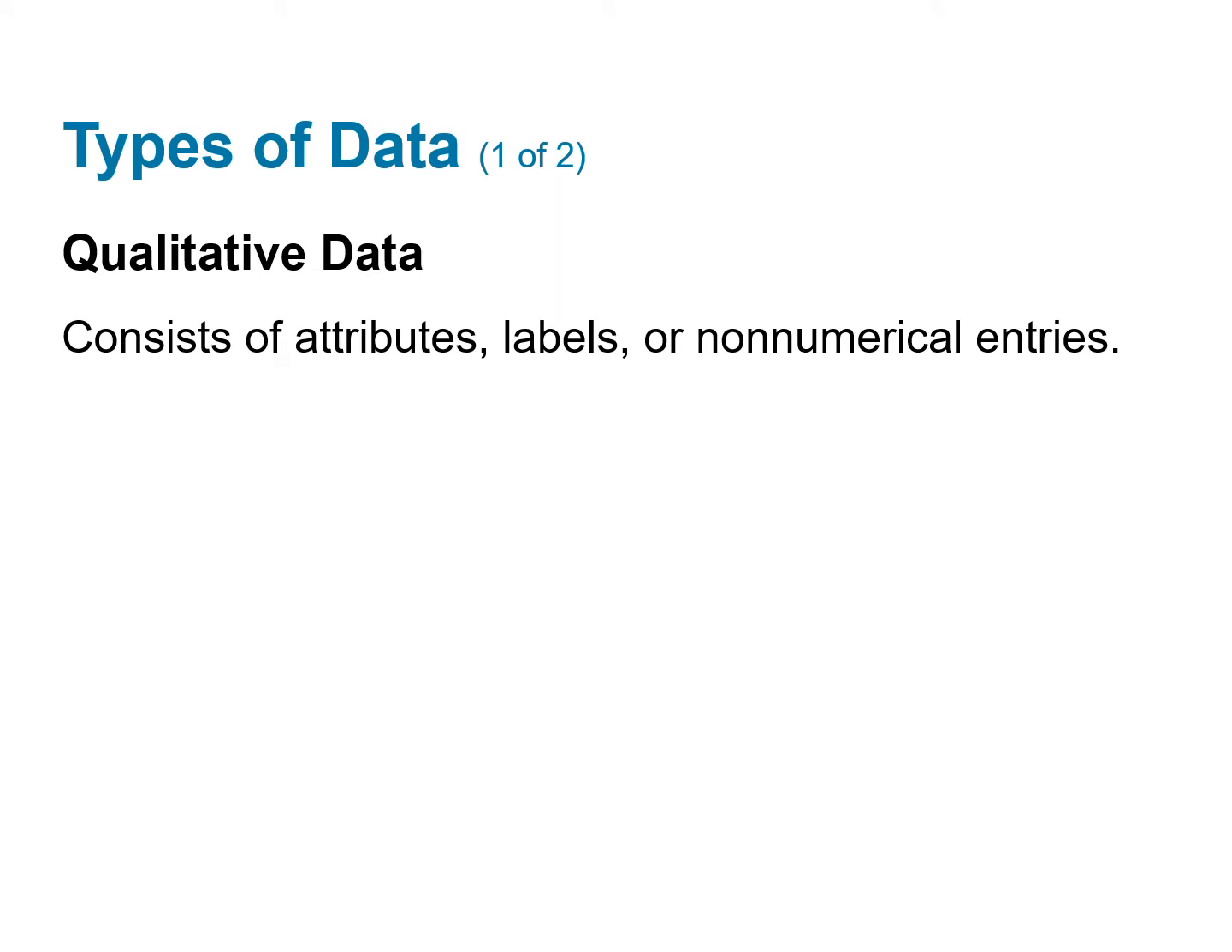So we have qualitative data. This is data that consists of attributes, labels, non-numerical entries. The easiest way to think about qualitative data, think of this as words or as qualities that describe things. So these are words or qualities. To remember qualities, remember qualitative data starts with qualit. So qualities are words that are describing things. So attributes, labels, non-numerical entries.